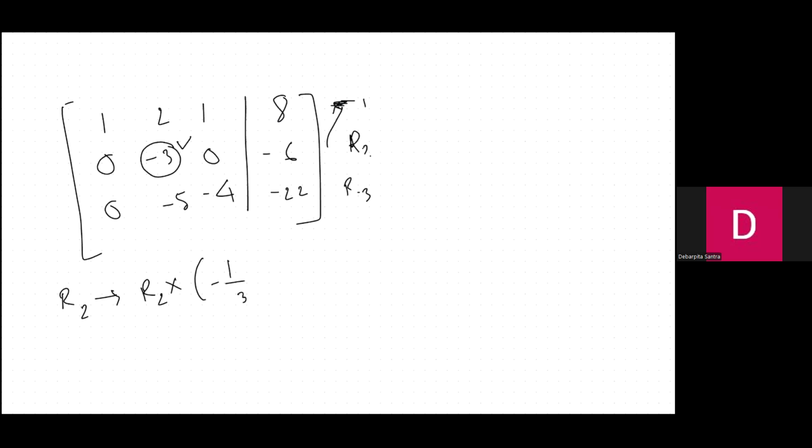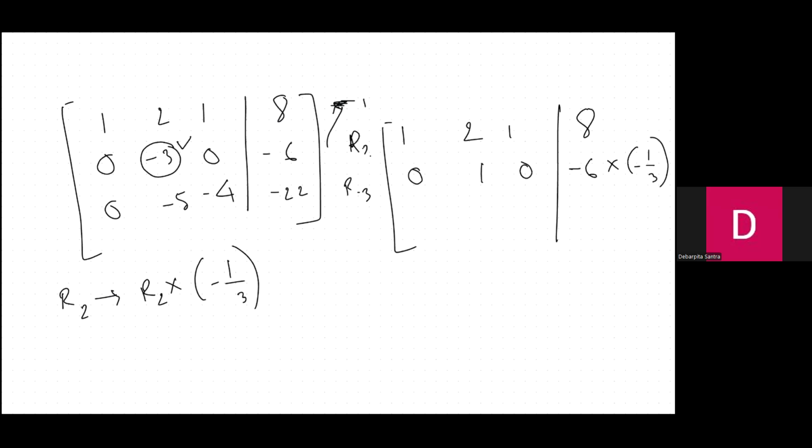If we do that, what will happen? 1, 2, 1, 8, 0, 1, 0. That is minus 6 into minus 1 by 3. What will happen? This is 2. Okay, so let me write down freshly. So this becomes only 2 and the third row remains as it is: 0, minus 5, minus 4, minus 22. Okay, so that is our newly found augmented matrix.